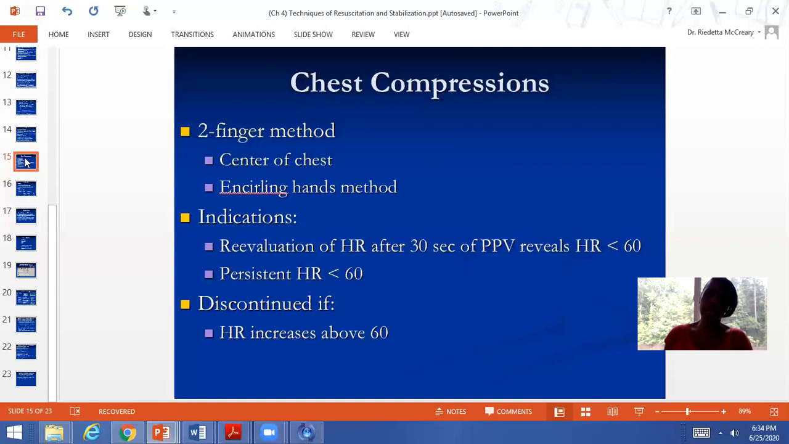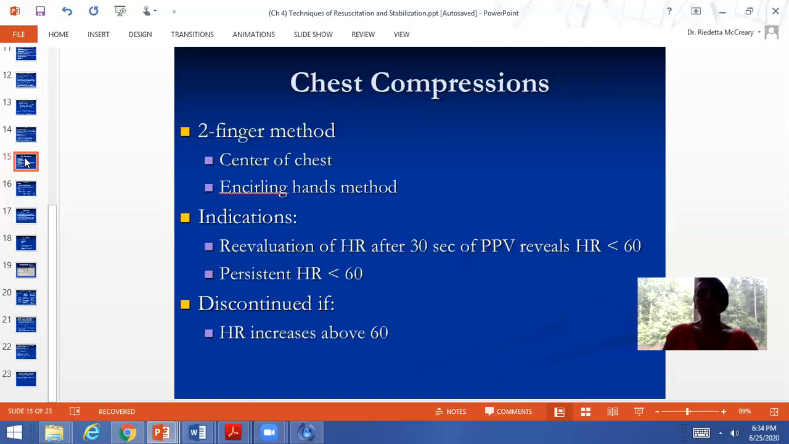That's not the most ideal way to do that. So what is ideal is to bag the baby and then compress the chest, and then bag the baby again, and then compress the chest by doing the center of the chest method.